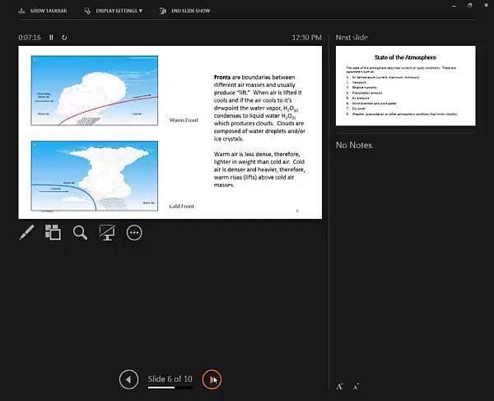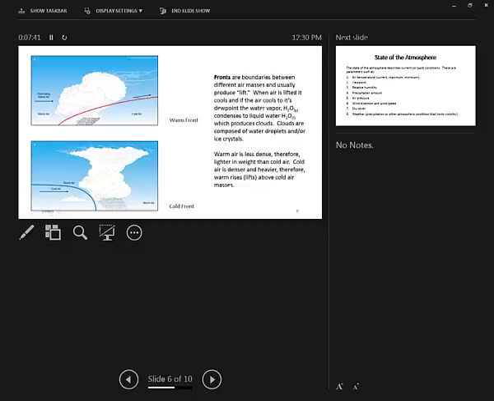Now, the other thing around fronts here, let's take a look at this top one here. Sorry, this is a warm front. We've got the warm air advancing into the cold air. What happens is this warm air encounters the cold air. The cold air is denser and heavier. Therefore, the warm air is forced to lift. And in this case, it's lifting, it's cooling, condensing, and forming cloud here.